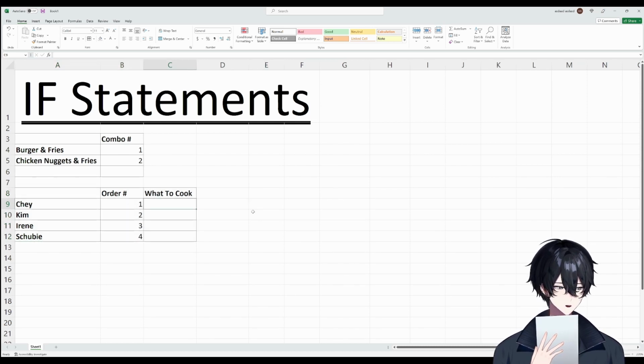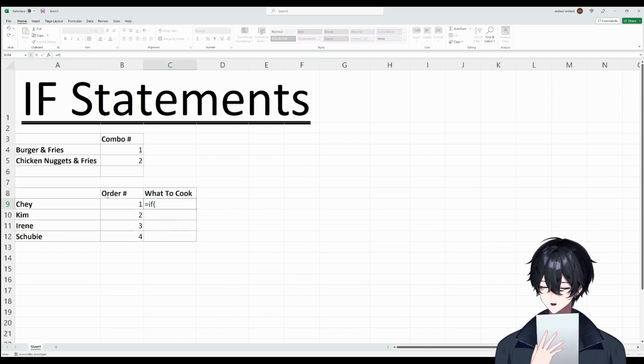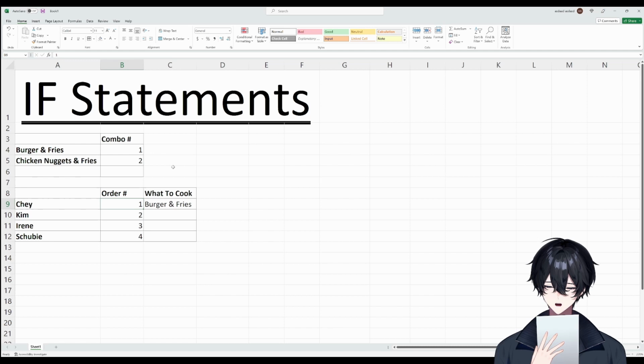So the formula would be equals if we're looking at this person's order. If this person's order equals 1, then burgers and fries. If it's false, then chicken nuggets and fries. So in this case, they had ordered 1, so it would be burgers and fries. And if this was 2, then it would be chicken nuggets and fries. And that's a regular if statement. Basically, there's only 2 outcomes.